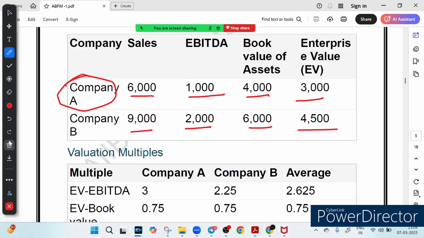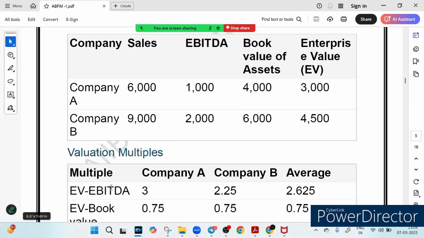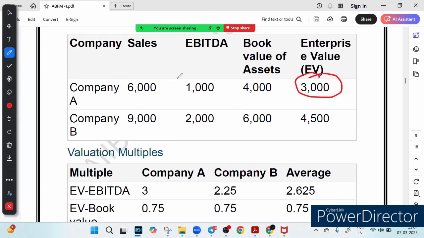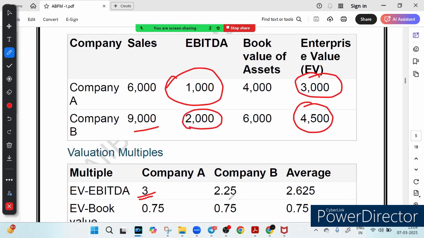If we calculate EV upon EBITDA, EV means enterprise value. Just put 3,000 in the numerator and 1,000 in the denominator. So for company A, you get the ratio 3. Similarly for company B, 4,500 upon 2,000, it will be 2.25, right? If you find the average, you just add them and divide by 2. This will give you the average, which is 2.625.